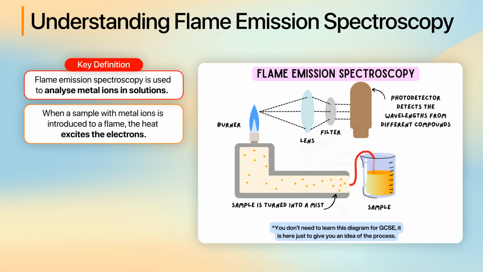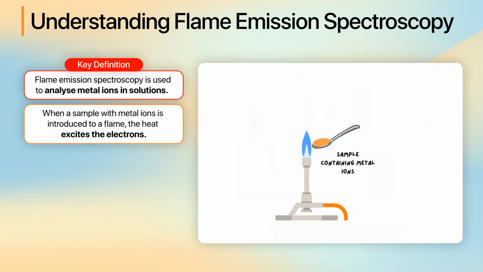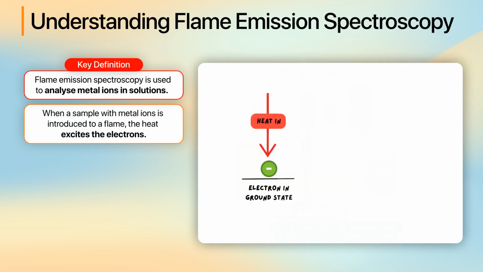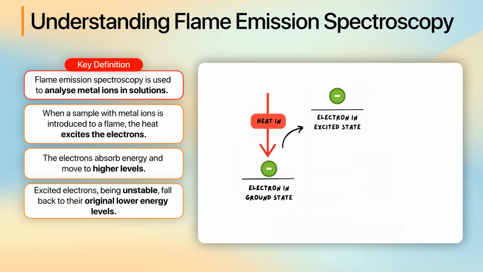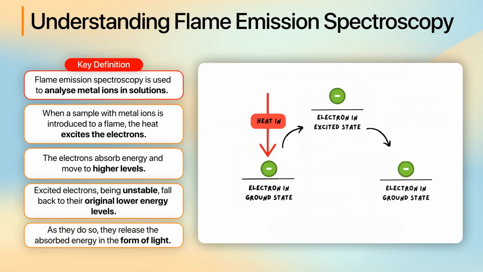When we introduce a sample containing metal ions to a flame, the heat energy from the flame excites the electrons in the metal ions. This means that the electrons absorb energy and move to higher energy levels. However, these excited electrons are not stable at higher energy levels and eventually fall back to their original, lower energy levels. As they do so, they release the absorbed energy in the form of light.